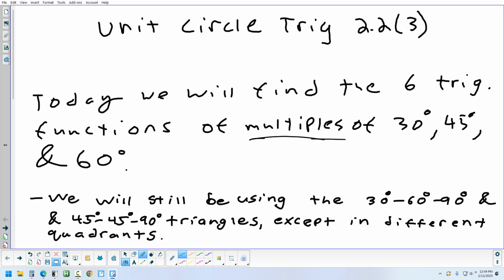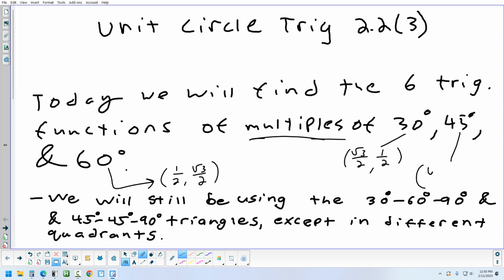Just to make sure we remember, what is the coordinate for 30 degrees? Yep. Square root of 3 over 2, 1/2. How about the 60? 1/2, square root of 3 over 2. And the 45? Square root of 2 over 2, square root of 2 over 2. So we're still going to be using those same three coordinates.